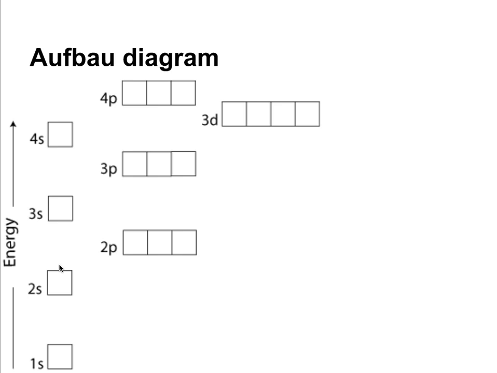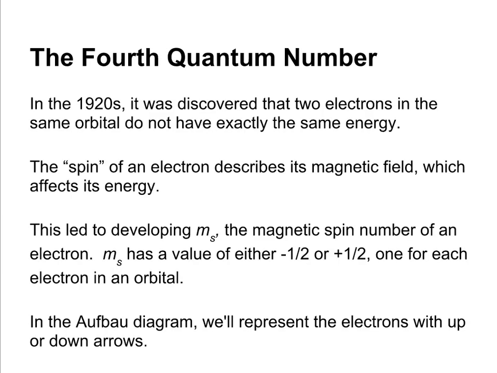Now before I show an example of that, we need to talk about the 4th quantum number. I know I said there were only 3 last time, but this one's really easy. In the 1920s, it was discovered that 2 electrons in the same orbital don't have exactly the same energy. The spin of an electron describes its magnetic field, which affects its energy. This led to developing ms, the magnetic spin number of an electron, and ms has a value of either -1/2 or +1/2, one for each electron in an orbital. So there's 2 electrons per orbital, and they're not going to be exactly the same. Their spin is different, their ms value is different. One is going to be -1/2, and the other is going to be +1/2.